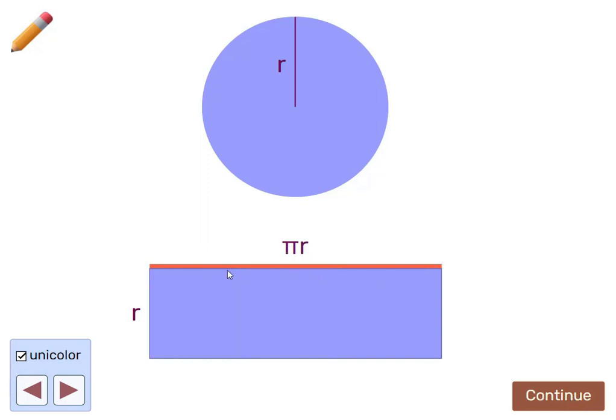So now we have a rectangle where its height and width are given. All that's left to do is to multiply these, so let's click Continue. And here we have this calculation. Pi r times r gives this pi r squared. And this indeed is the formula for the area of a circle.